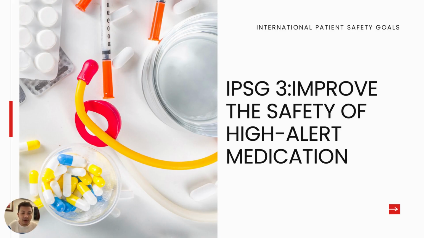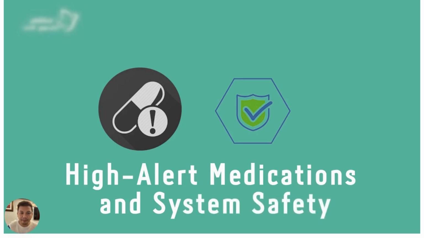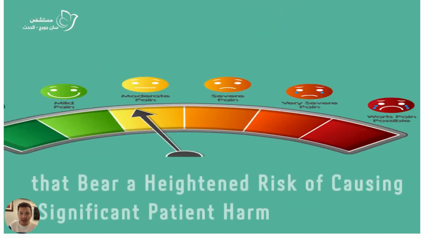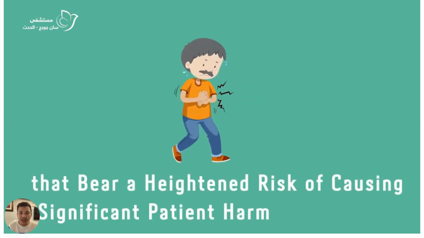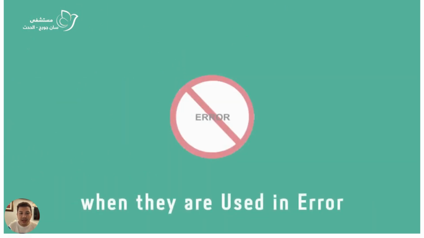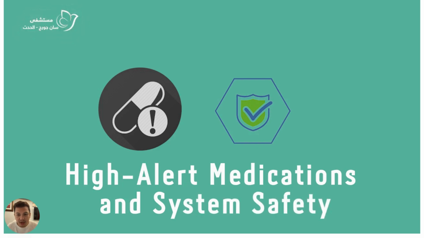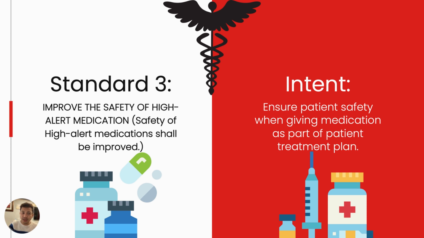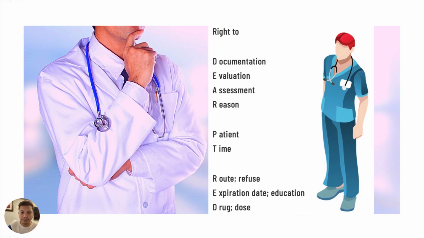And the third of our IPSG goals is to improve the safety of high alert medication. High alert medications are medications that bear a heightened risk of causing significant patient harm when they are used in error. So for the standard, the safety of high alert medication shall be improved, and the intent is to ensure patient safety when giving medication as part of the patient treatment plan.